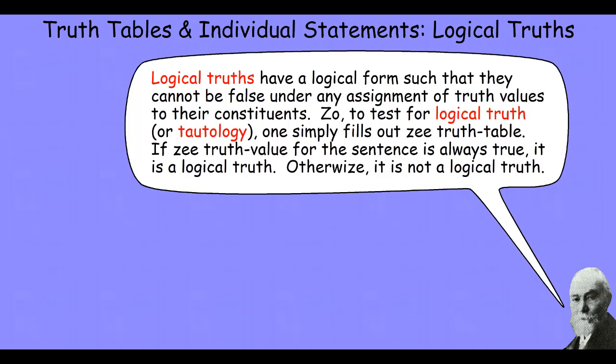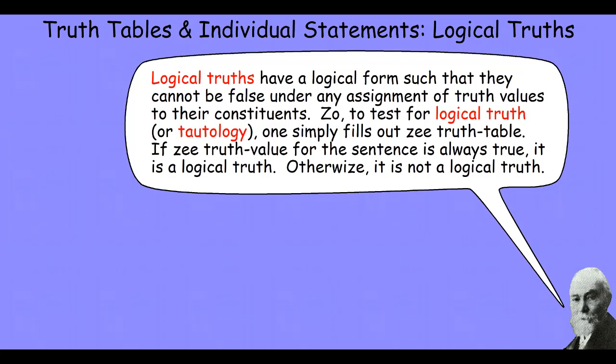Logical truths are sentences that have a form, underlying logical structure, such that they cannot be false under any assignment of truth values to the constitutive simple statements. So they're always true, no matter how the world turns out.